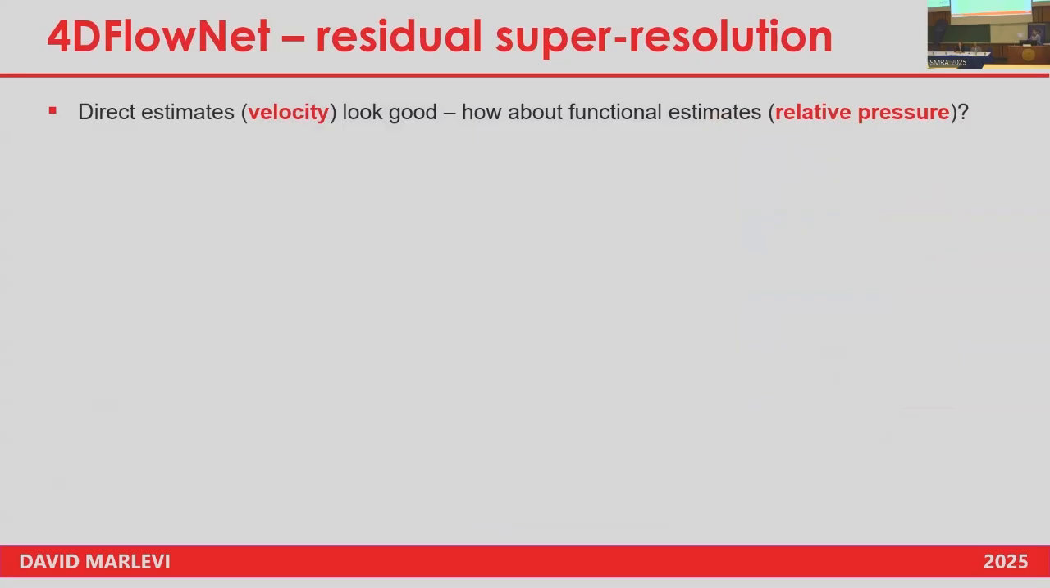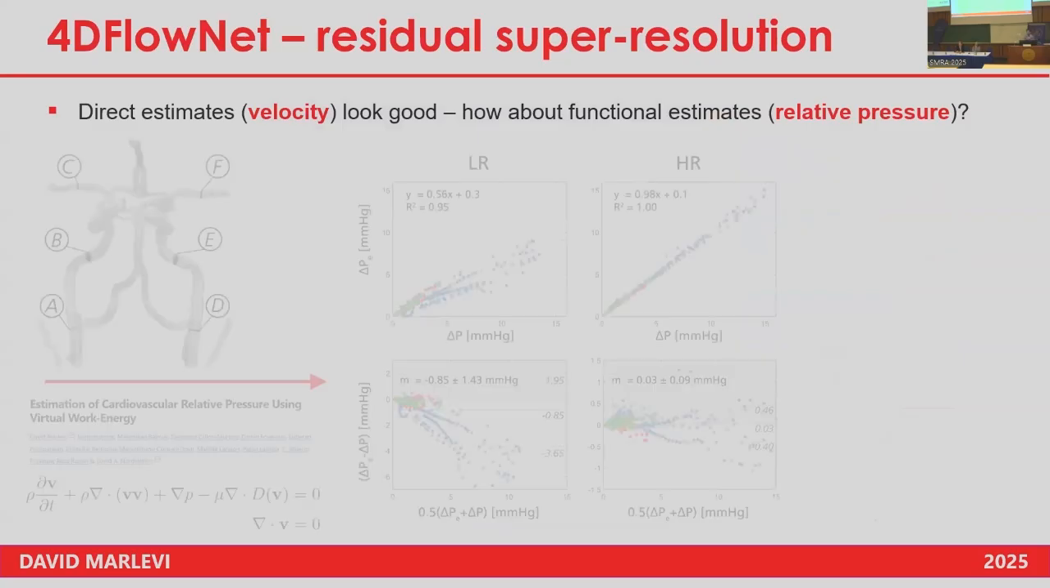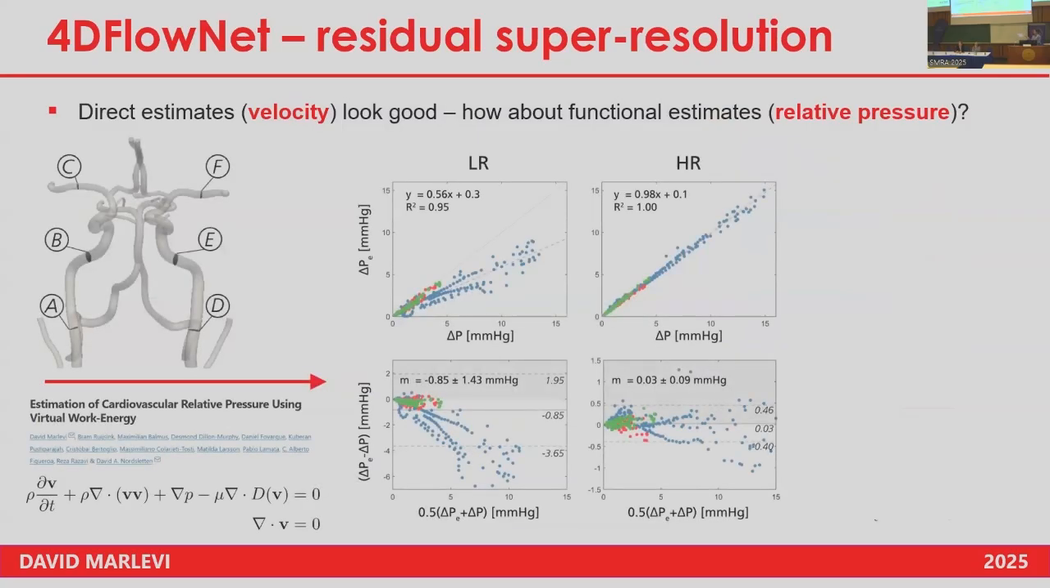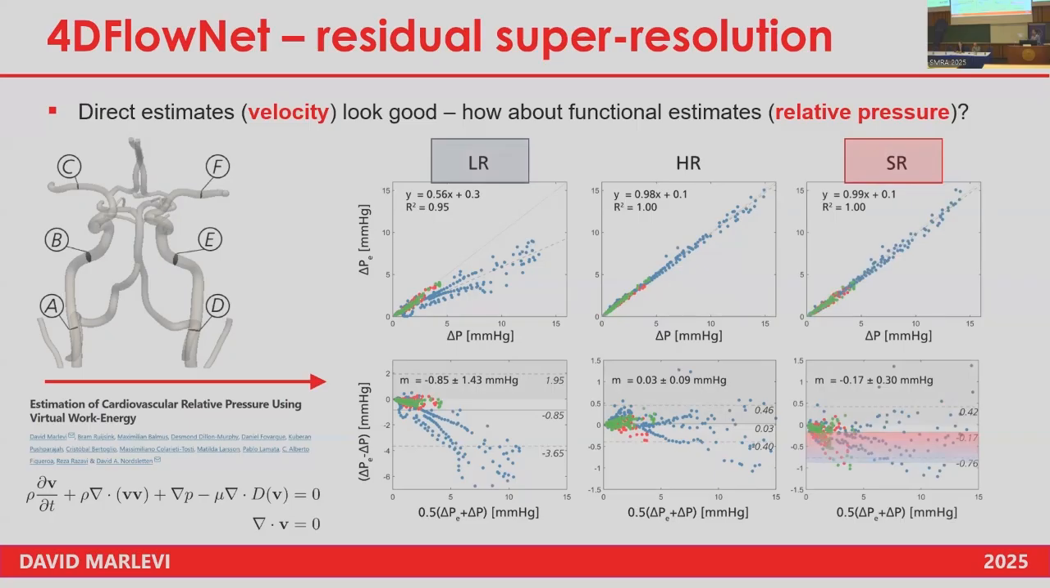How about the functional estimates that we can derive from flow? Well, we also looked at that. Again, this is if we want to derive pressure variations in the intracranial space from either low resolution, which in this instance means 1 millimeter isotropic, or high resolution, which means 0.5 millimeter isotropic. We see that we need that sub-millimeter resolution to really recover the spatial gradients that we need to then derive pressure information. Well, as a matter of fact, if we take this low resolution data, feed it into a super resolution network, we're actually recovering that velocity information that we need.